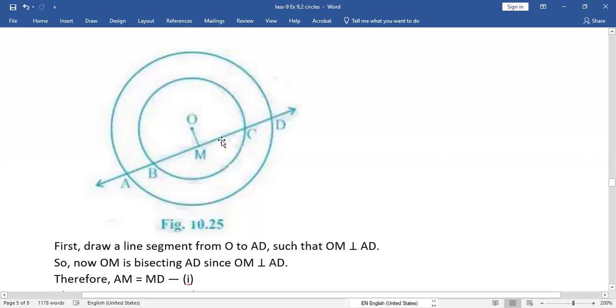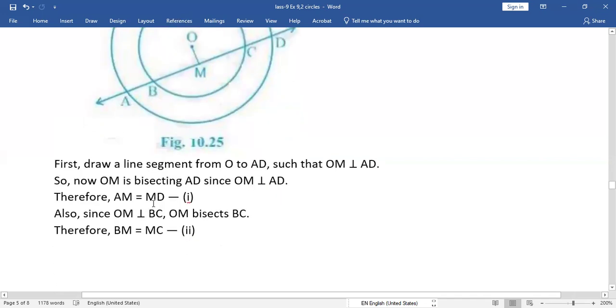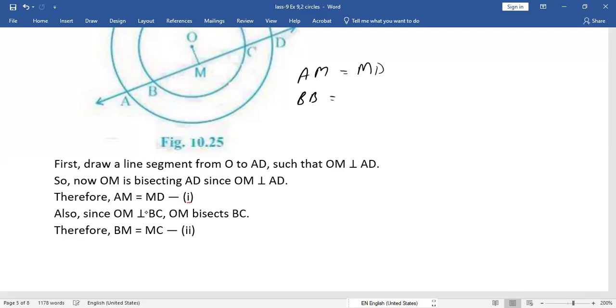AM is equal to MD because a perpendicular from the center bisects the chord. Like that, OM is bisecting BC also, so BM is equal to MC. Because AM is equal to MD, bisecting. Second, BM is equal to MC.